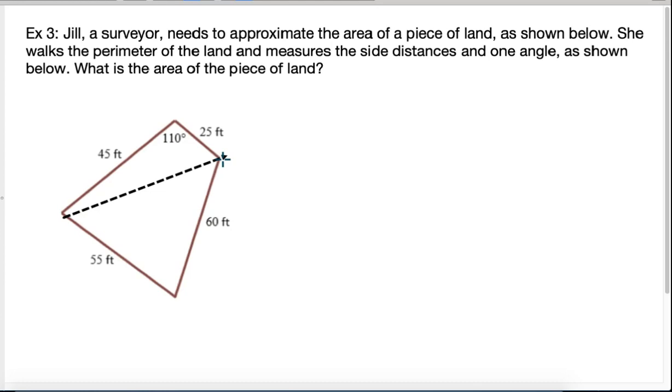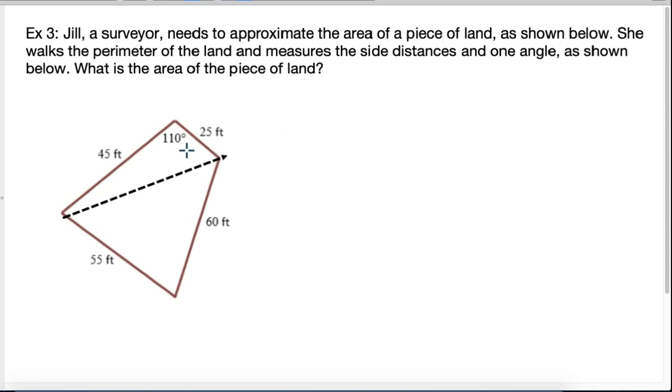Okay, so now if I want to find the area of each of these triangles, well, in this top one, I actually have enough information already, right? Because I have two sides and the included angle. But in this one down here, I do not have enough information. So what that means is I'm going to actually have to find the length of this diagonal here.